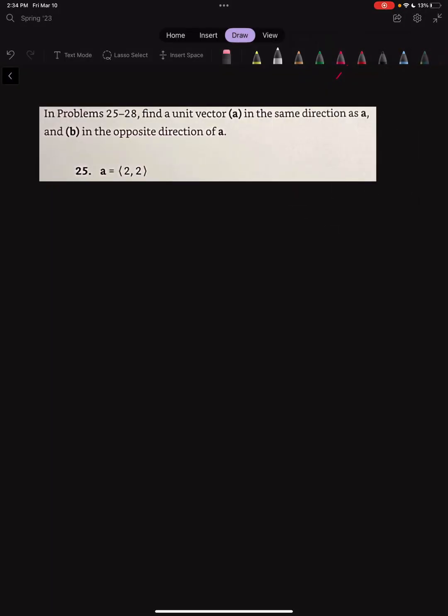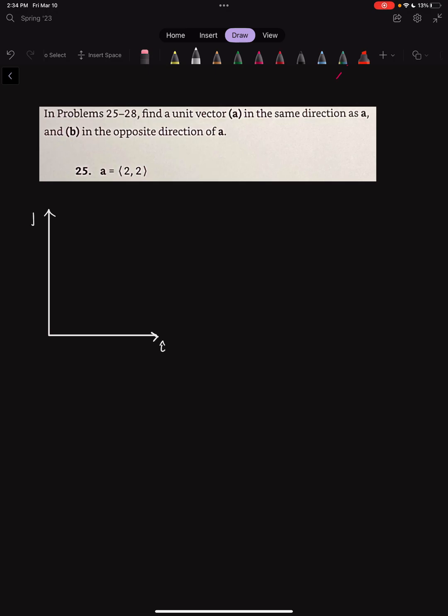Okay, so in this problem 25, we want to find a unit vector in the same direction as A and in the opposite direction as A. So let's think for a second about what a vector is. A vector can be thought of as the linear combination of an i hat and a j hat.